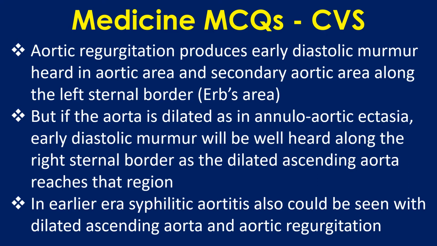But if the aorta is dilated, as in annulo-aortic ectasia, early diastolic murmur will be well heard along the right sternal border as the dilated ascending aorta reaches that region. In an earlier era, syphilitic aortitis also could be seen with dilated ascending aorta and aortic regurgitation.